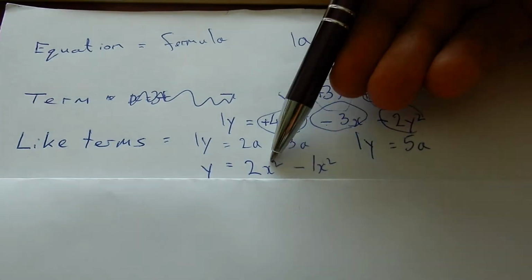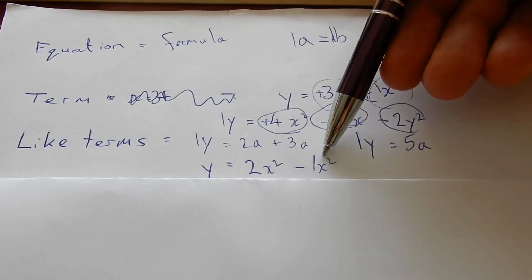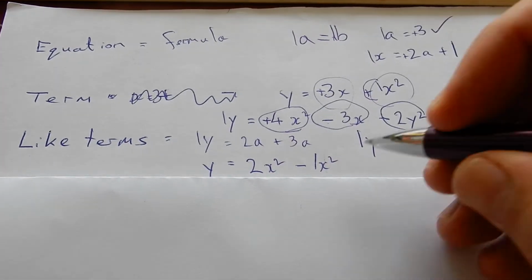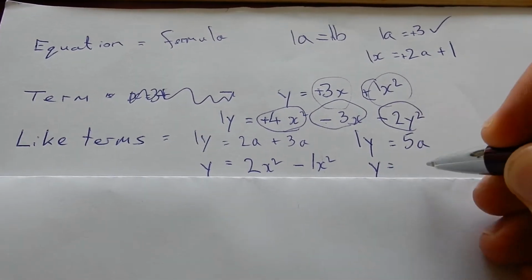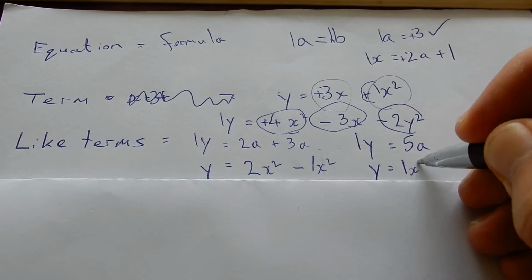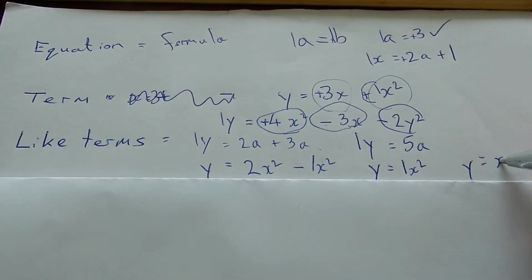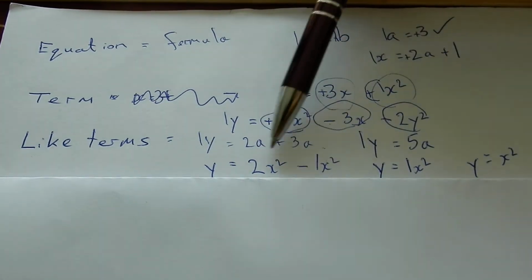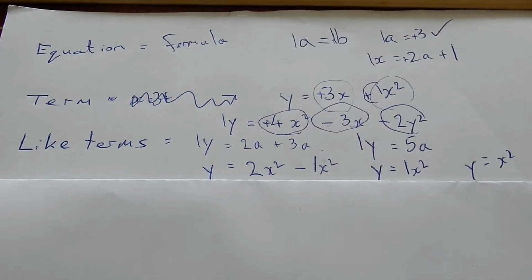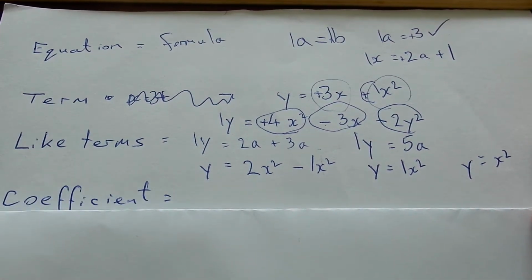So these terms are like terms because they've got the same amount of xiness. They're both x squared. So you can say y equals 2 of them, take away 1 of them, well, it's just 1x squared, which, like I said, we leave out the ones, so y equals x squared. Like terms can be added or taken away.